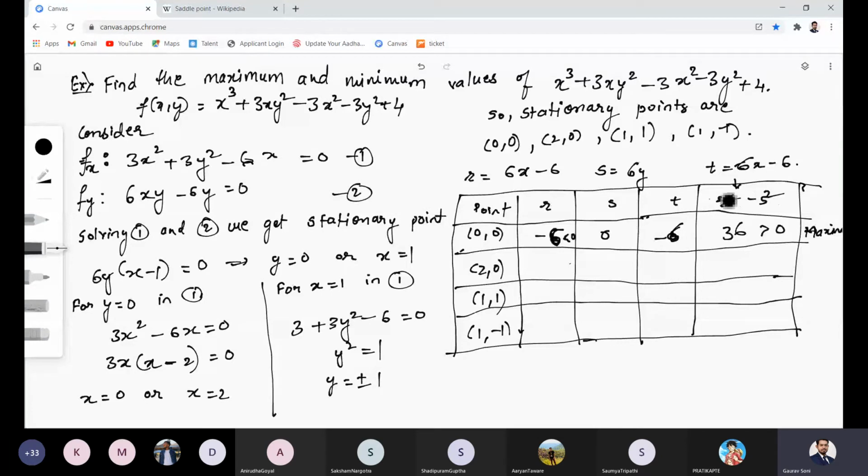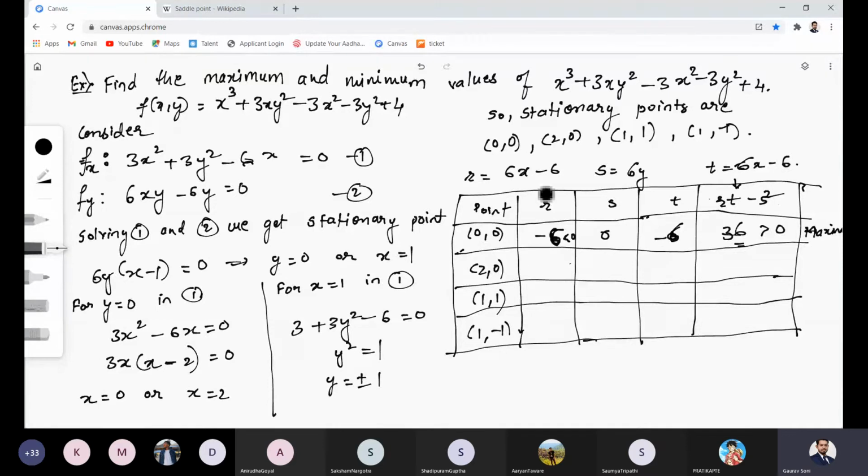So note that you are looking at two columns. First of all, RT minus S square. If it is greater than 0, then and only then we talk about R. You can look at the flow chart that we have seen just now. If this is greater than 0, then I have to talk about R, or else no conclusion.